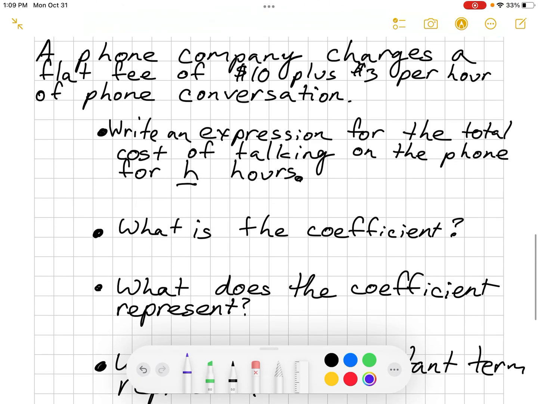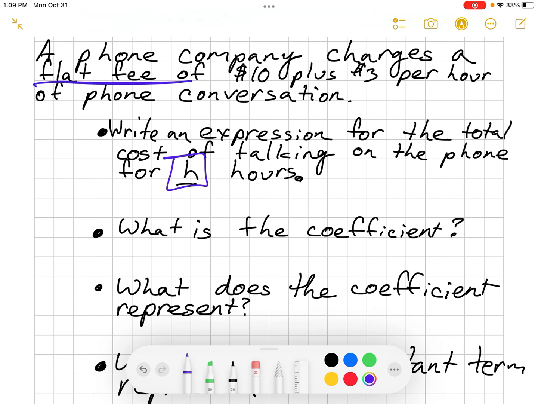Okay, let's try this again. So a phone company charges a flat fee of $10 plus $3 per hour of phone conversation. So the expression for the total cost of talking on the phone when we're going to have the variable is going to represent as h. So what would that expression be?